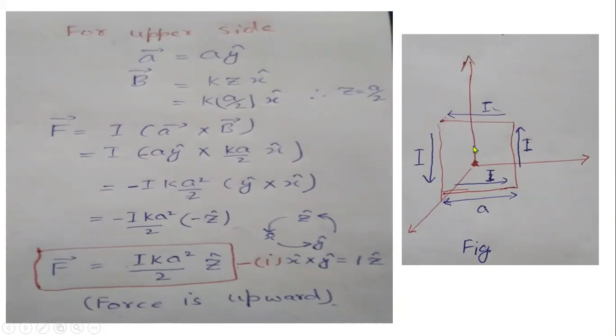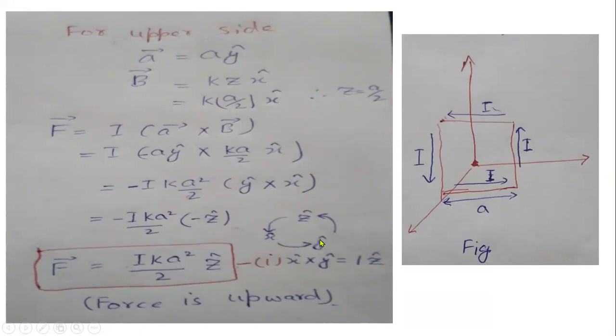And the z coordinate of this upper side is a/2, because the total length is a, and from the origin the z coordinate to this point is a/2. So B is equal to k a/2 x̂. Putting this value here and putting the value of a, we then get minus I k a² divided by 2, ŷ cross x̂. ŷ cross x̂ is equal to minus ẑ.